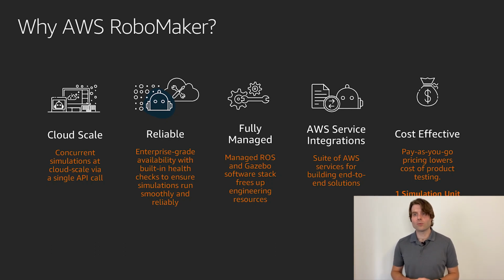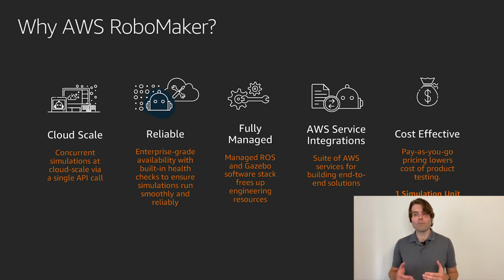There are multiple benefits to running simulations in the cloud with AWS RoboMaker. First is access to cloud scale. The service provides up to 15 virtual CPUs for each simulation, and you only pay for the amount of compute that you're consuming. In addition, you can horizontally scale by running hundreds of simulations with a simple API call. RoboMaker provides enterprise-grade availability with built-in health checks to ensure simulations run smoothly and reliably. The service is fully managed, meaning that you don't worry about provisioning and running the Gazebo software stack, and only need to focus on preparing your ROS application.